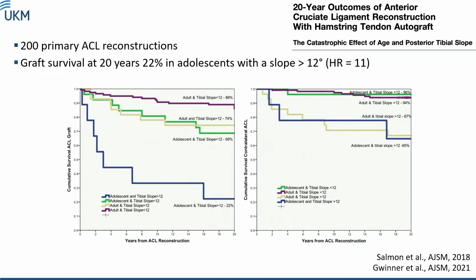And when looking at the combined survival rate in adults and younger subjects, patients with a slope above 12 degrees have a 20-year survival rate of not more than 69% with regards to their ACL grafts. So it seems that the major cut-off point for a clinically relevant posterior tibial slope is 12 degrees.